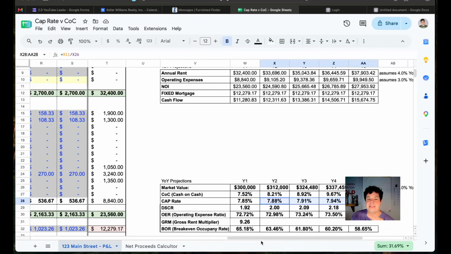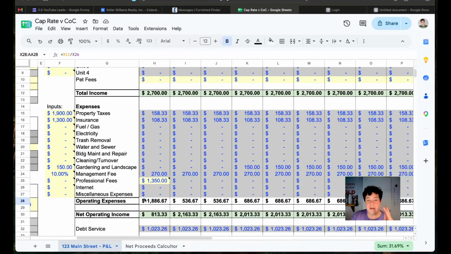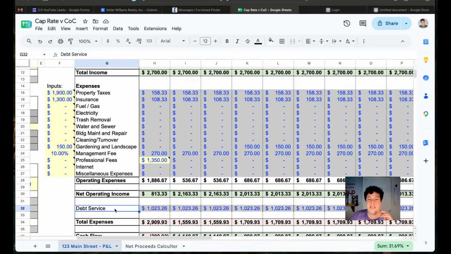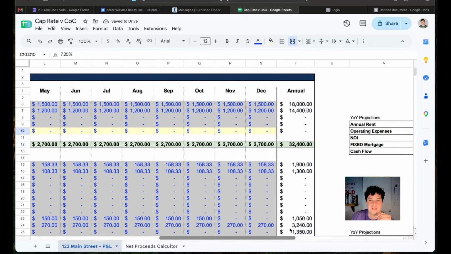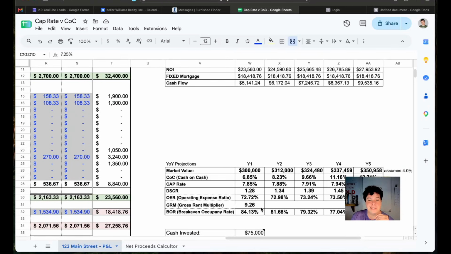What cap rate doesn't touch on, because it's not part of net operating income, is your debt service. So cap rate, when it comes to your loan terms, does not get affected at all based on your debt service, aka your loan terms. What does is your cash on cash. So what is cash on cash?